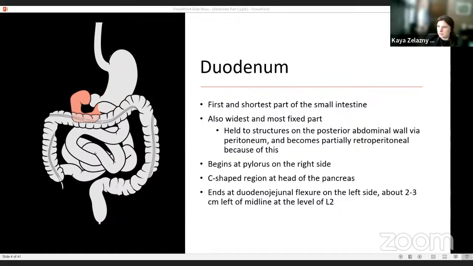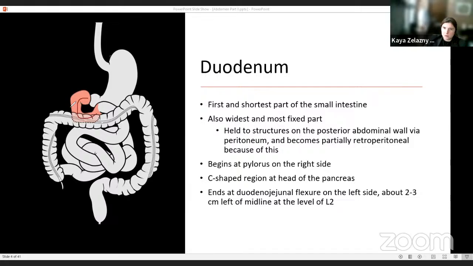Now the duodenum as a whole is pretty short. It happens to be the widest part of your small intestine, and it's kind of C-shaped, essentially. Parts of it are going to be mobile and intraperitoneal, but most of the duodenum is going to be held tight to the posterior abdominal wall. So we're going to think of parts of the duodenum as retroperitoneal because of the way they've been sort of plastered back to the posterior wall of the abdomen.